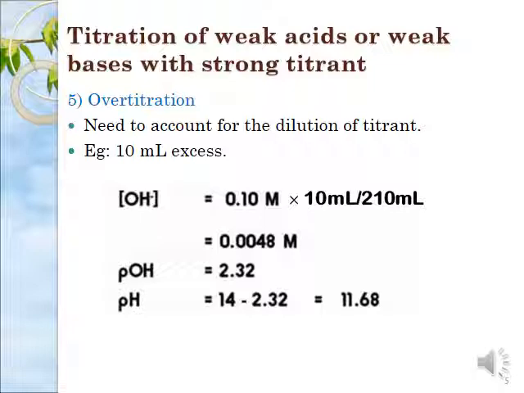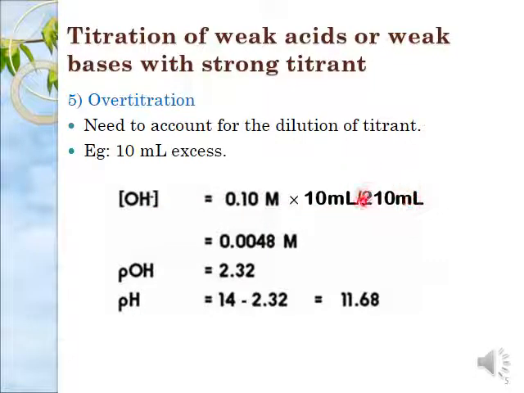So next is over titration. The calculation involving over titration will be similar to strong acid, strong base titration. So it's the same. You can use this formula here, finding the OH concentration, and then you subtract from 14 to get the pH.